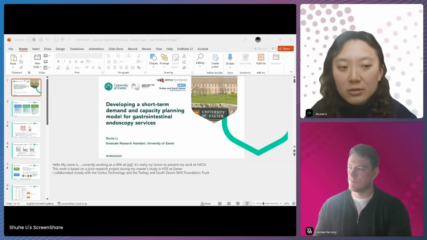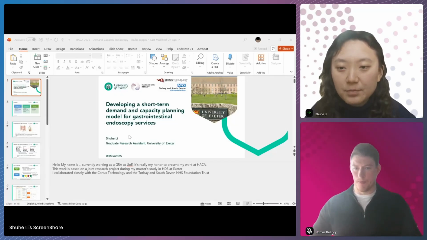For today's talk, I will focus on three main sections: the background information, the development process of our model, and the outputs of our model, and briefly discuss the implications and limitations.